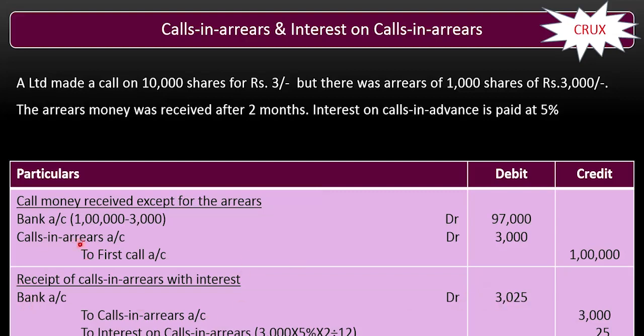Then credit calls in arrears, decrease in asset, because we had created an asset saying that we are supposed to receive this much. Now that we have received it, we have to reduce that asset. And finally, interest on calls in arrears is nothing but an income. Since an increase in income should be credited, we have credited interest on calls in arrears.